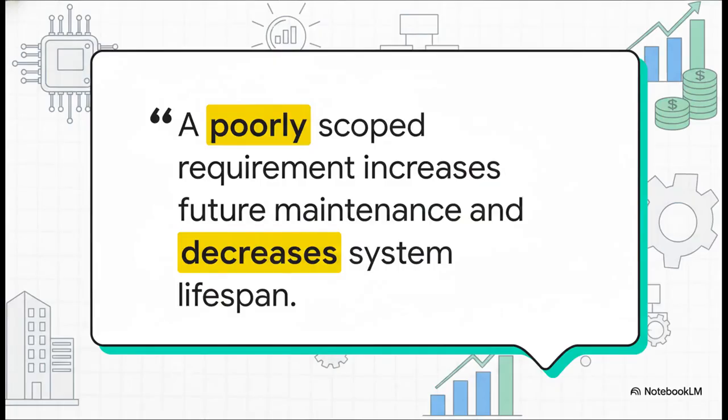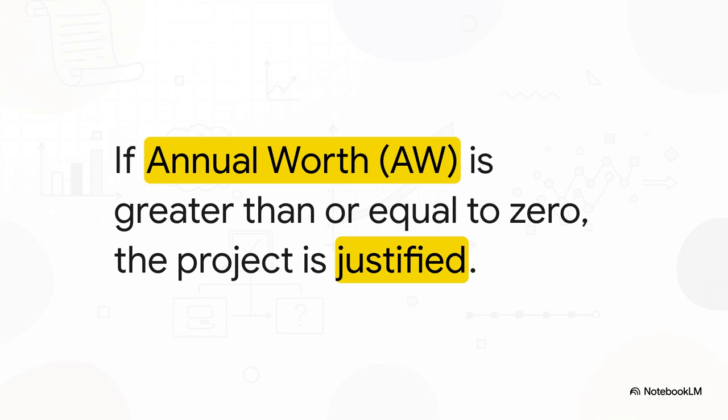This just goes to show that good engineering planning is good financial planning. A bad architectural decision or a requirement that wasn't thought through can absolutely destroy a project's financial value right from the start, just by jacking up future costs and shortening its life. And after all the calculations are done, the rule for making a go or no-go decision is incredibly simple. If that final annual worth number is 0 or positive, it means the project is a good investment. It's economically justified because it meets or beats your minimum required rate of return.